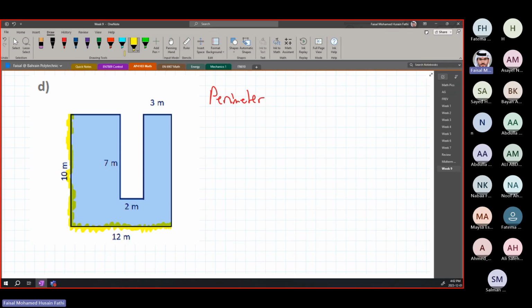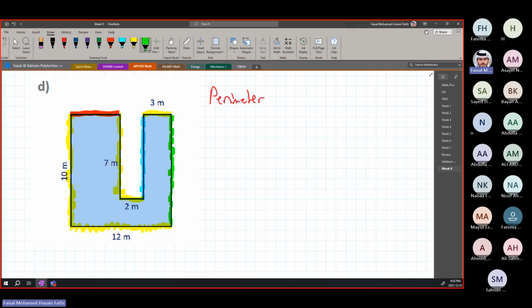We don't have this side. We have the 3 meters. We don't have this side. We have the 2 meters. And we have the 7. And we don't have this side. We don't have this side. And we don't have this side. So the red, the blue, and the green, we don't have these and we need to find them. Let me start with the easy ones, which are blue and green.